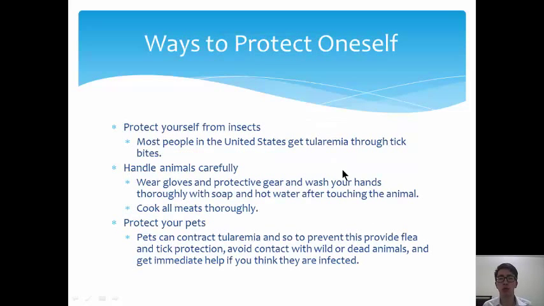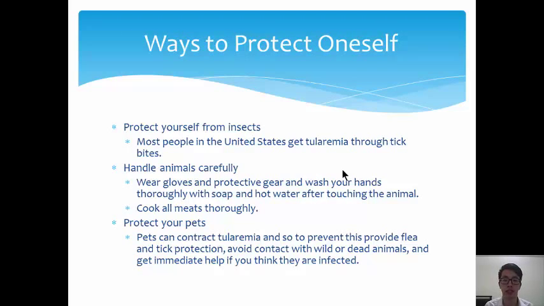There are multiple ways in which you can protect yourself from getting rabbit fever. The first one is to protect yourself from insects, mainly ticks, fleas, and deer flies. Most people in the United States get rabbit fever through tick bites. The best way to protect yourself from tick bites, whenever you're going to a tick infested area, is to be sure to wear long sleeve shirts, long pants, to tuck your pants into your socks, to wear face protective gear, and other important factors.